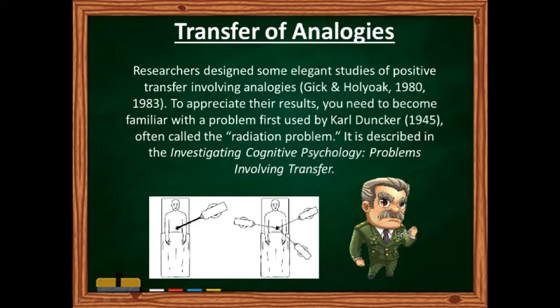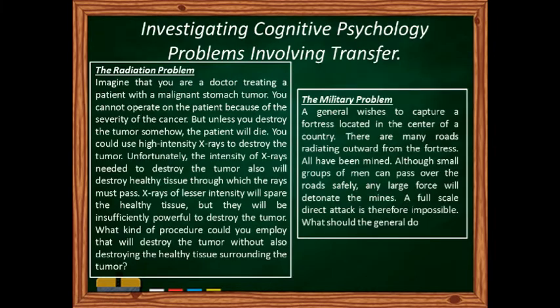Transfer of analogies. Researchers designed some elegant studies of positive transfer involving analogies. To appreciate the results, you need to become familiar with the problem first used by Karl Duncker, often called the radiation problem. It is described in Investigating Cognitive Psychology: Problems Involving Transfer.